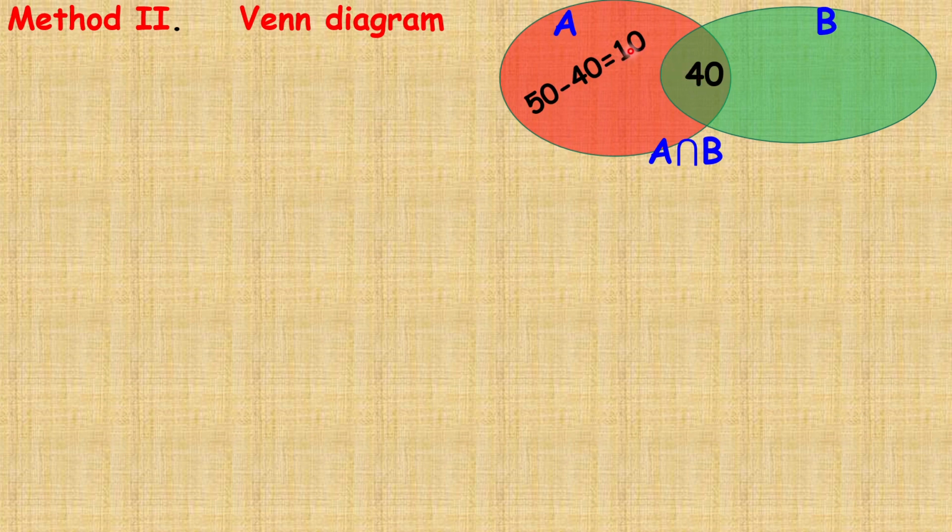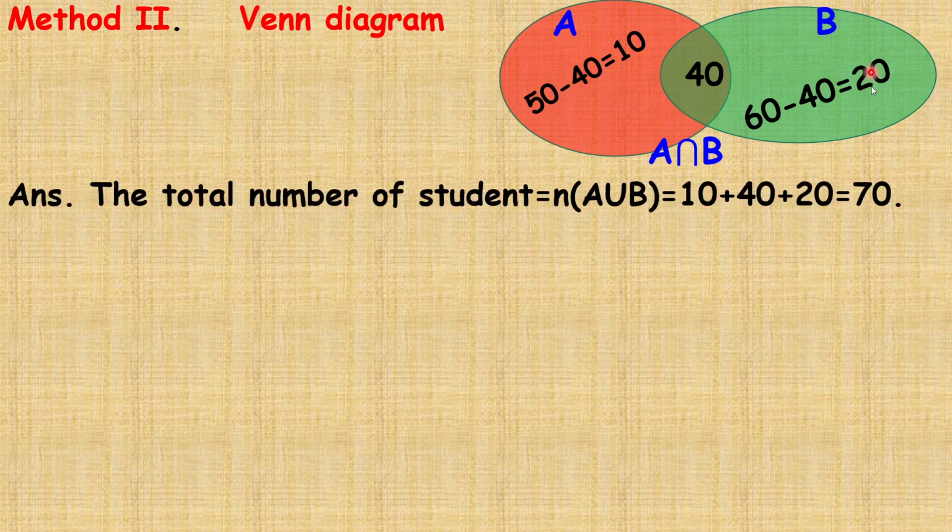A intersection B means the students who passed in both subjects are 40, and the students who passed only in English are 10. In set B, the elements are 60. Out of 60, 40 students passed in both subjects, so the students who passed only in mathematics are 60 minus 40, which is equal to 20. Therefore, the total number of students, that is the number of elements in A union B, is 10 plus 40 plus 20, which is equal to 70.